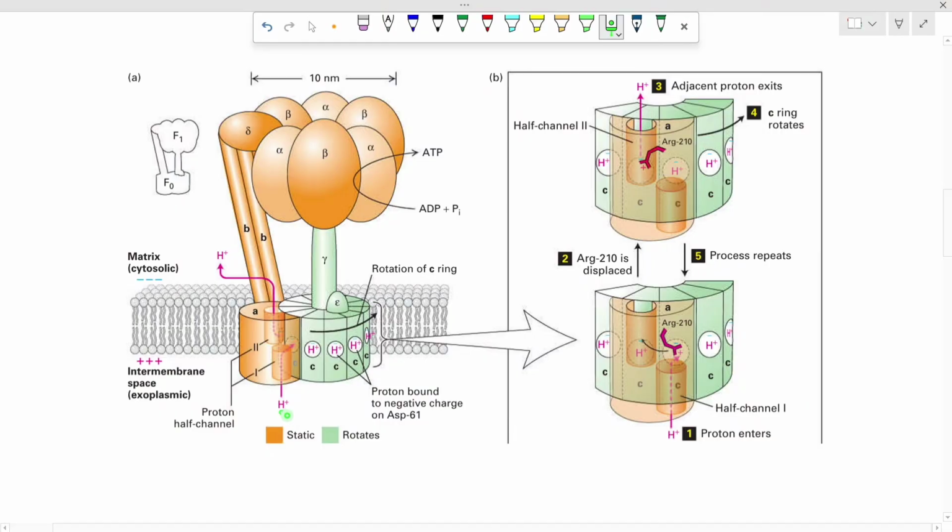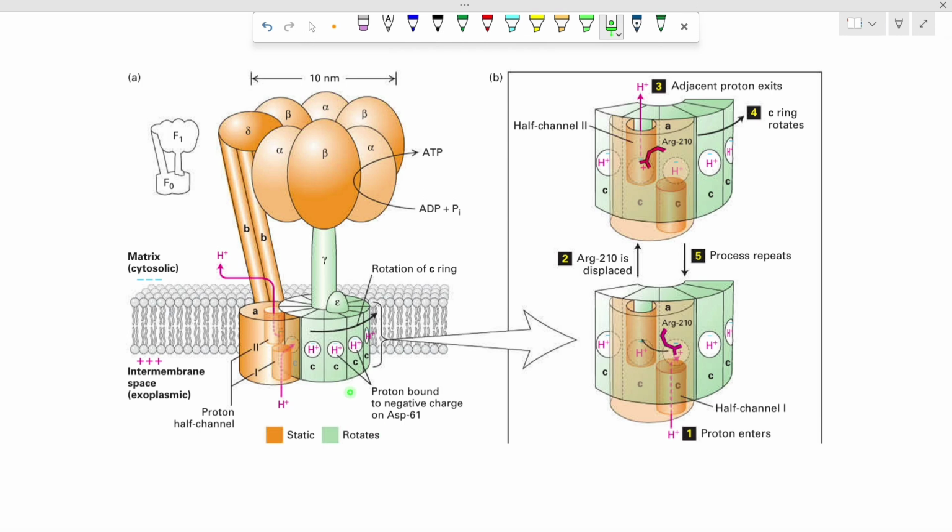Now by this diagram I can easily explain how protons move through the c-ring and ultimately are released into the matrix of the mitochondria. Here two structures are important. One is called proton half channel 1 and the other proton half channel 2, present in the interface of the A and C subunits. As I have mentioned, all the C subunits contain a negatively charged amino acid, aspartate. In mitochondria it is called aspartate 61. And this negative amino acid is responsible for binding the protons.